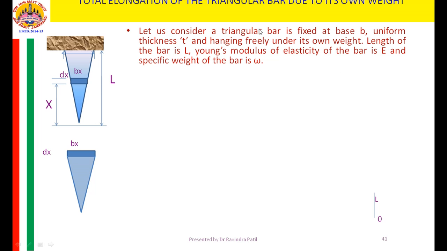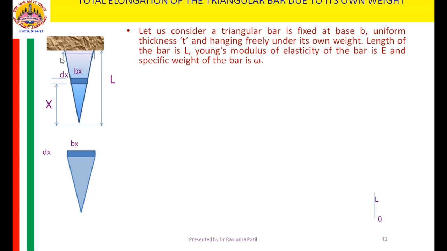Let us consider a triangular bar fixed at the base. This is the triangular element. At the base it is fixed, the base dimension is B, the thickness is T, perpendicular to the screen, and it is hanging freely under its own weight. Length of the bar is L.